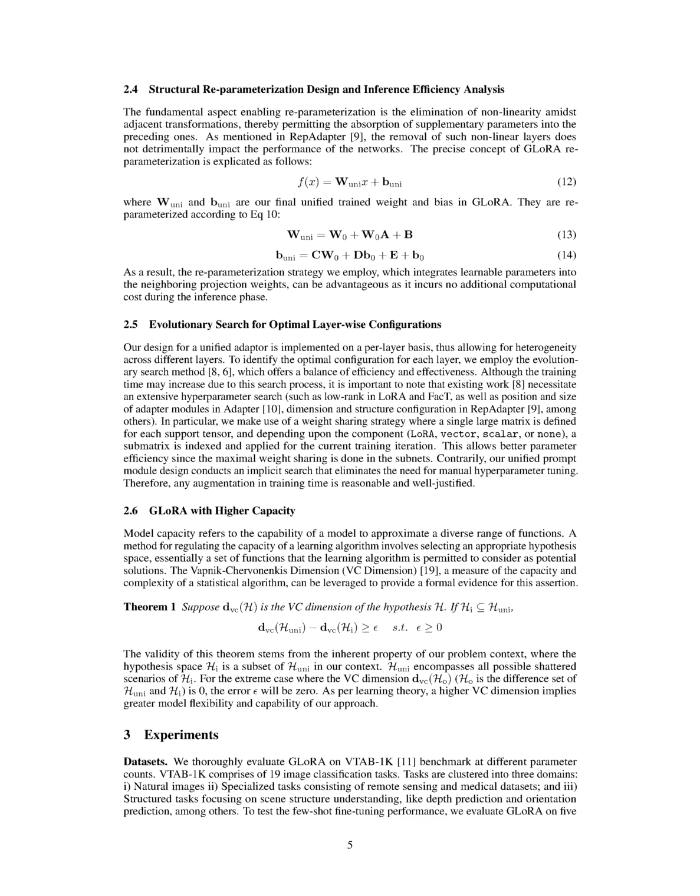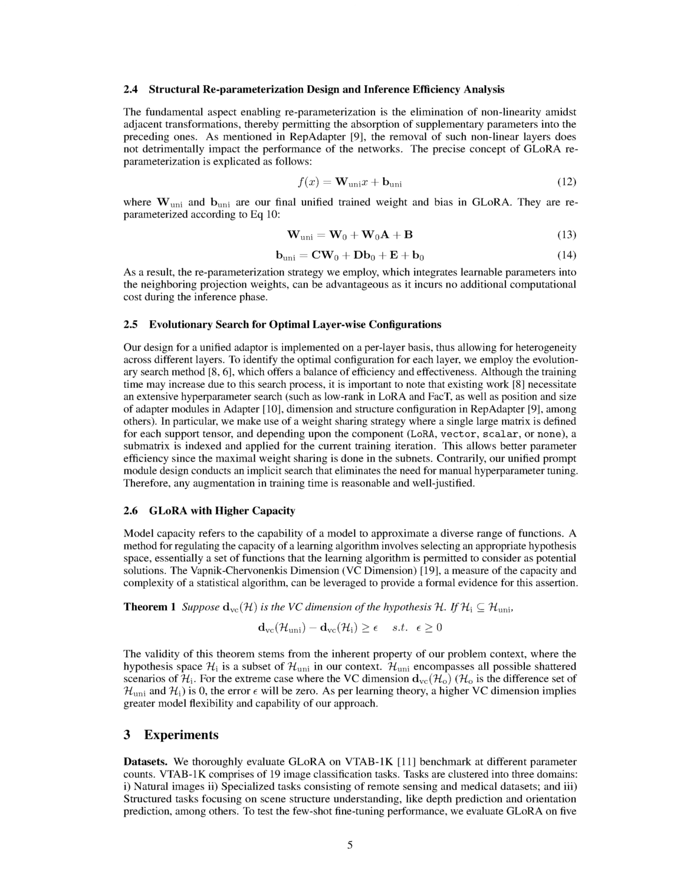Section summary. The capacity of a model refers to its ability to approximate a wide range of functions. To regulate the capacity of a learning algorithm, an appropriate hypothesis space must be selected. The Vapnik-Chervonenkis dimension, VC dimension, can be used to measure the capacity and complexity of a statistical algorithm, with a higher VC dimension indicating greater model flexibility and capability.